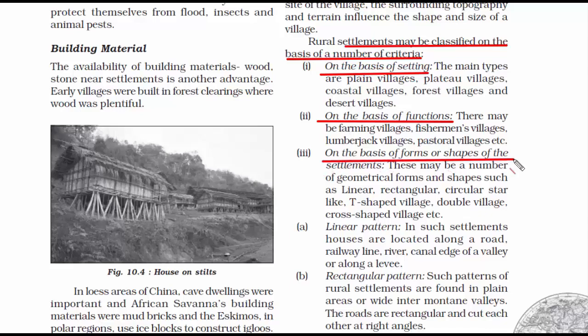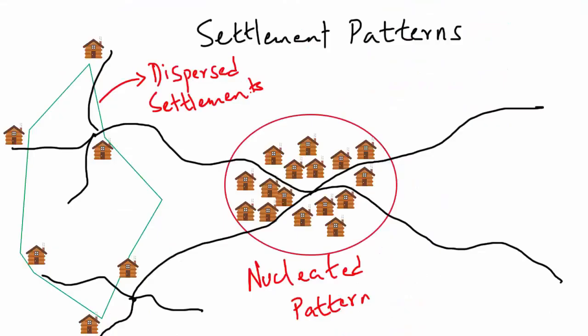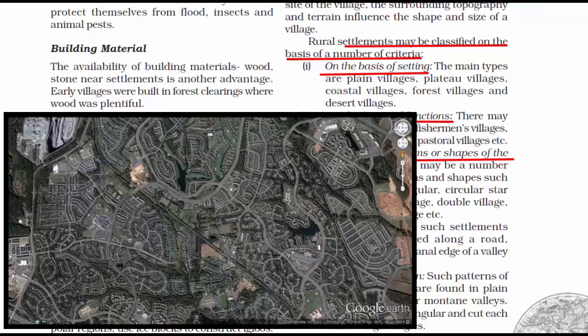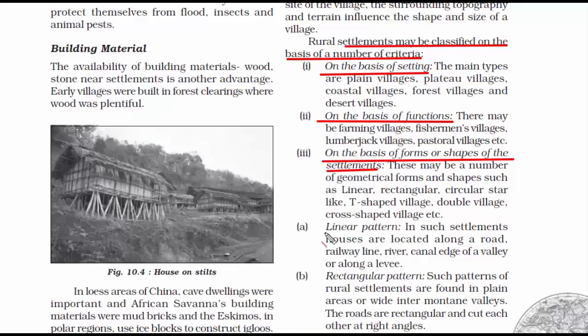The third criteria is on the basis of forms or shapes of the settlements. Now this is an important point and there are sub-points in it. When we say forms or shapes of these settlements, we are talking about how a village will look if we were to see it from above. I mean, what will be the pattern in which houses are laid or constructed? How will the roads look? How will the overall scenario look? Now under this we have certain geometrical shapes and forms.